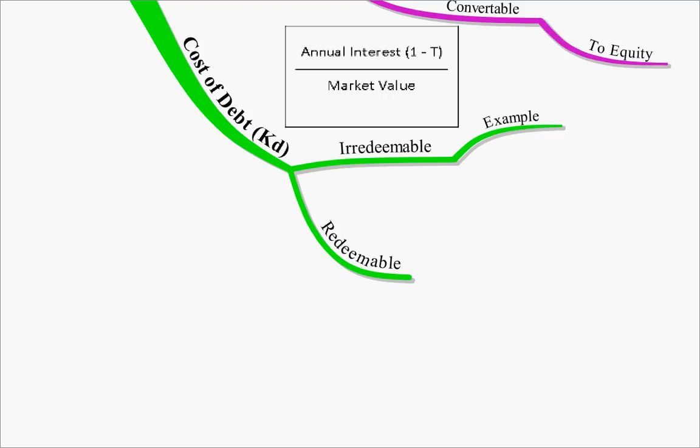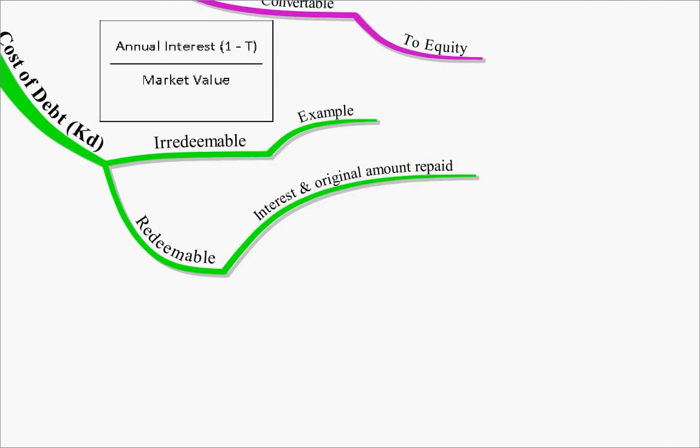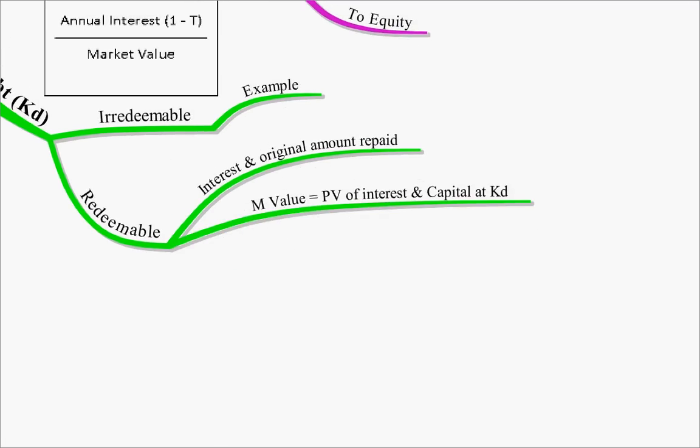Redeemable debt then, remember that this is interest and the original amount which are going to be repaid. So you're going to pay interest for a certain amount of time, say 10 years, and then at the end of that 10 years you're going to pay back the £100. So what we do is we realise that the market value of that debt is the present value of all the interest that's going to be paid back, plus the capital that's going to be paid back as well. So we do a little calculation using the cost of debt. So it's the present value of the interest and capital at the cost of debt, i.e. discounted at the cost of that debt.